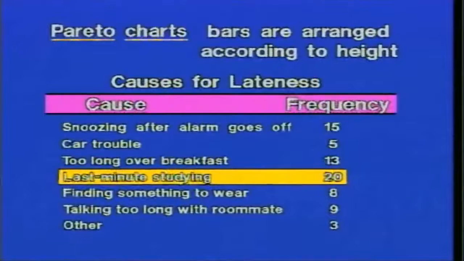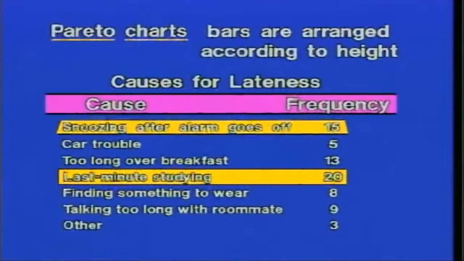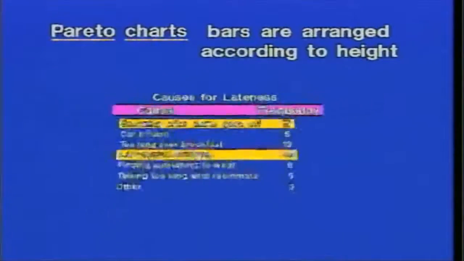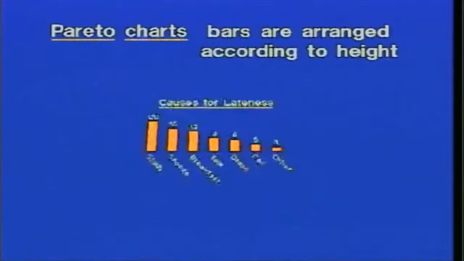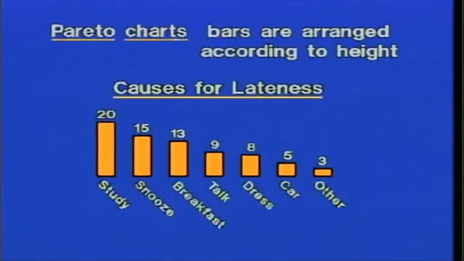Okay, so when we make our Pareto chart, we're going to identify the cause that occurred the most frequently. And that would be the last minute studying. So we would list that as the first bar in the bar graph in the Pareto chart. And then we would identify the next most frequently occurring item, and that would be snoozing after the alarm goes off for 15, and so on down the line, so that the Pareto chart then looks like this.